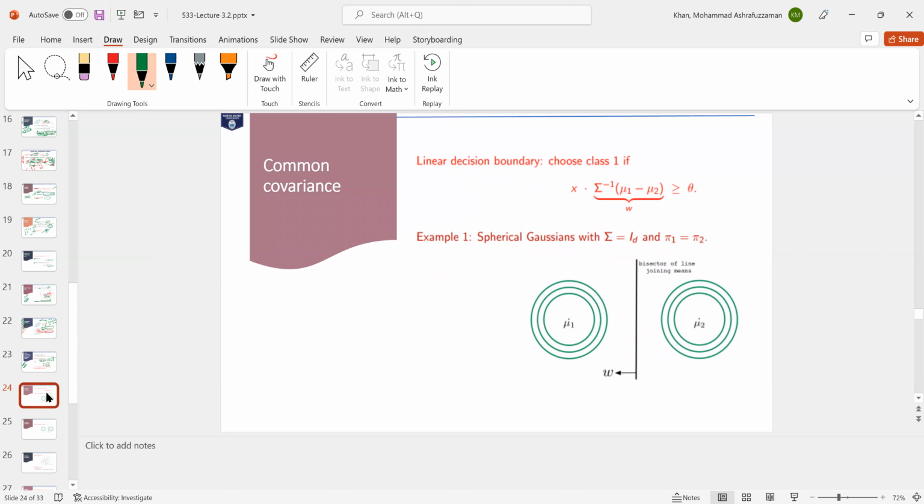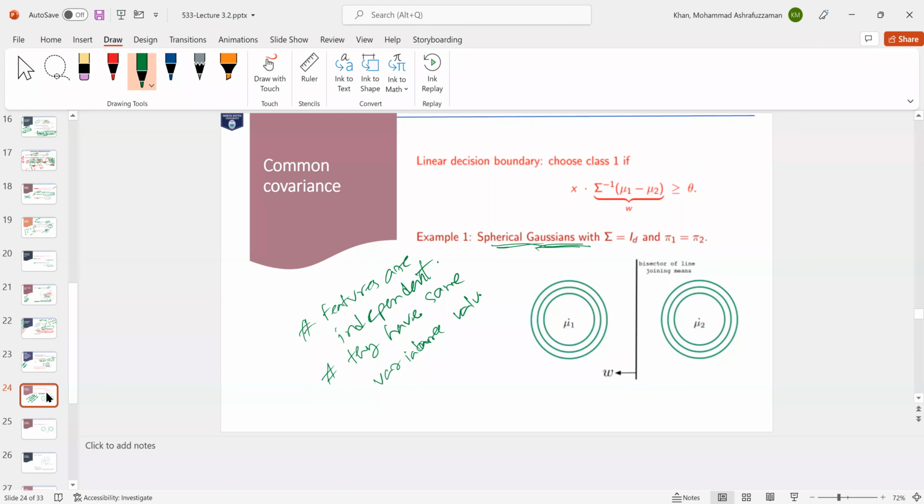Now we'll again look at some special cases to find out the decision boundary. For example, we have spherical Gaussian. The features we have are independent. Spherical Gaussian means the features are independent and they have the same variance values. That's why they are concentric circles.